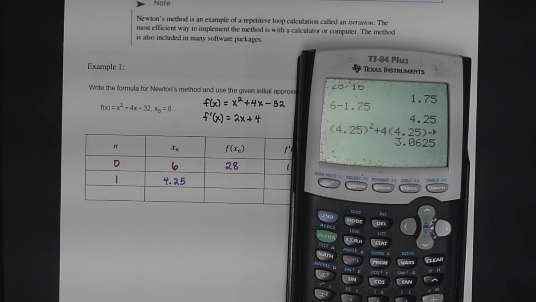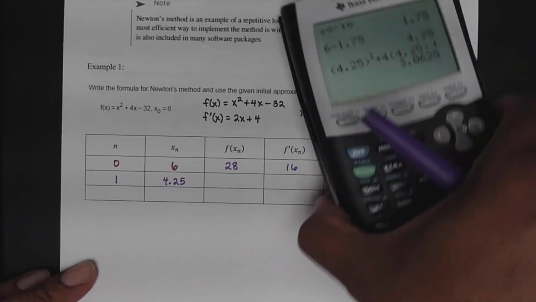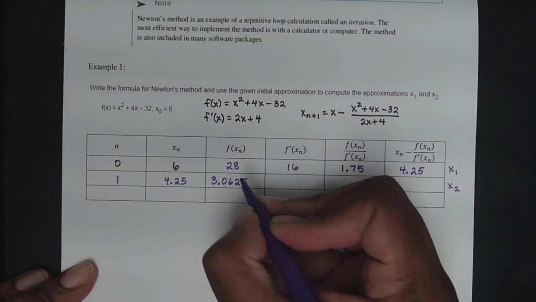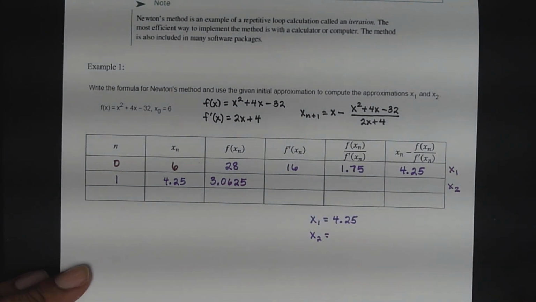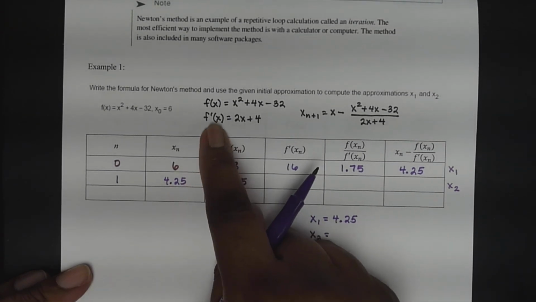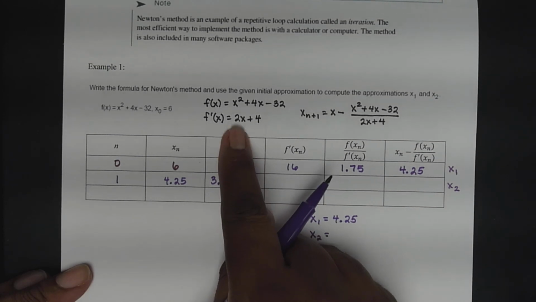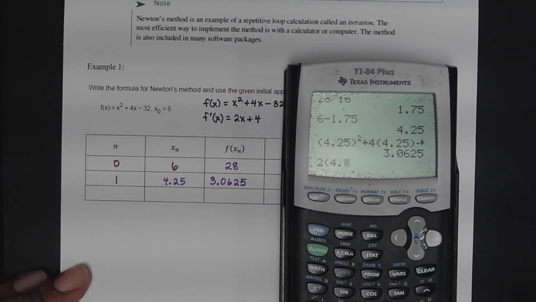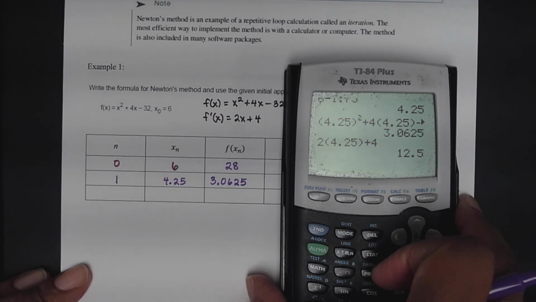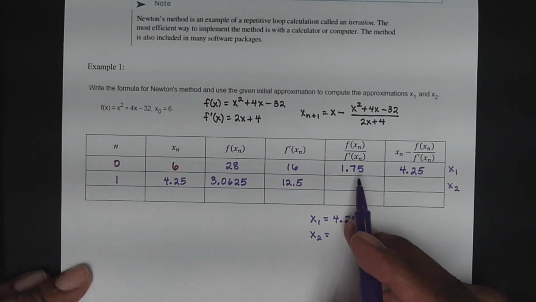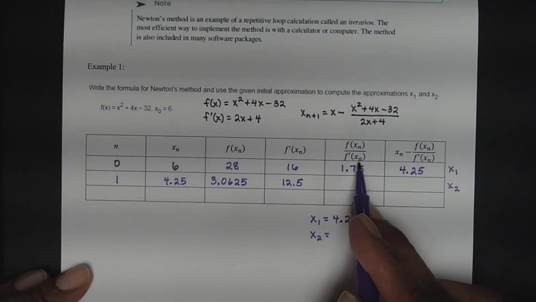This ends up being 3.0625. So f of x n is 3.0625. And then f prime of x of n, well, x of n is 4.25, and f prime of x is 2x plus 4, so we'll replace the x with that 4.25. So it'll be 2 times 4.25, close parentheses, plus 4. That gives me 12.5. So 12.5 goes here.